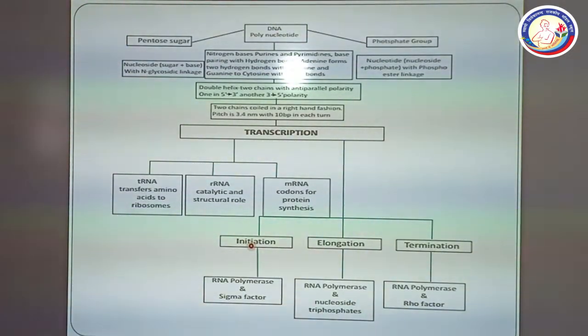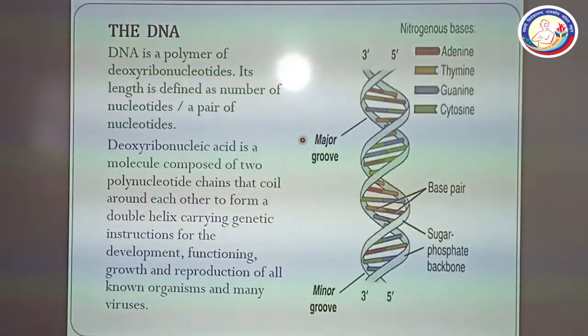What is DNA? DNA is basically a polynucleotide that is made of three types of components. First is pentose sugar. It is deoxyribose sugar in the DNA. Second one is the phosphate group. And the third one is nitrogen bases. Basically, it includes purines, pyrimidines, and base pairing with hydrogen bonds. Adenine forms two hydrogen bonds with thymine, while guanine forms three bonds with cytosine. So everything will be discussed in detail here.